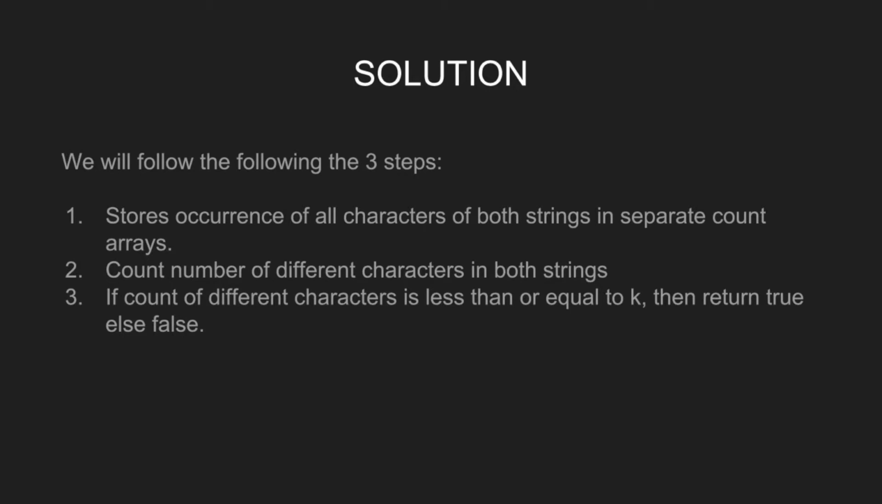Now let's have a look at the solution. We will follow the following three steps. Store the occurrence of both the strings in separate count arrays. Then count the number of different characters in both the strings. Finally, if the count of different characters is less than or equal to k, then return true, else false.